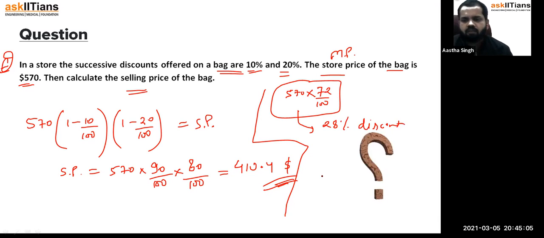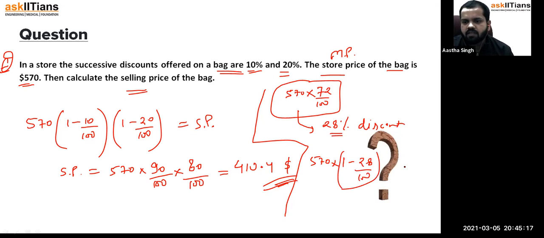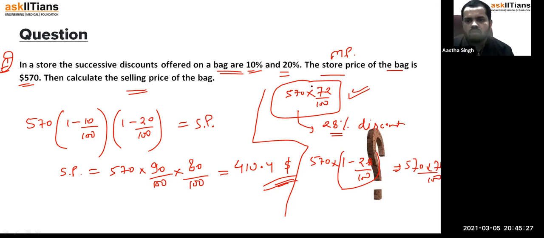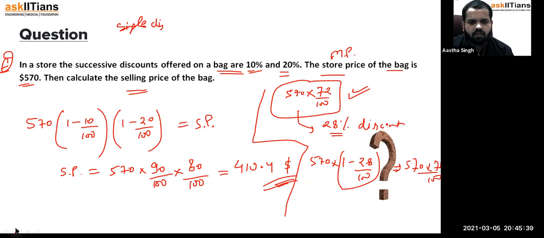Let us just assume that if 570 was your market price and 28% was your discount, how will you do it? You will do 1 minus 28 by 100. That is the same: 570 into 72 by 100. Right or not? That is the same. So this is your 28%. What is 28%? 28% is the single, or rather final, discount.